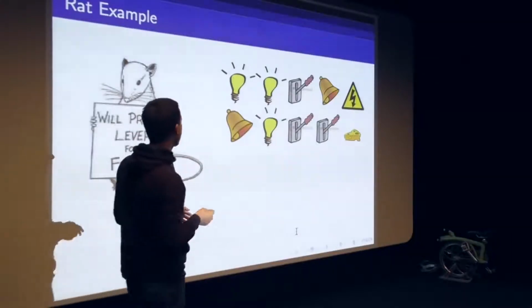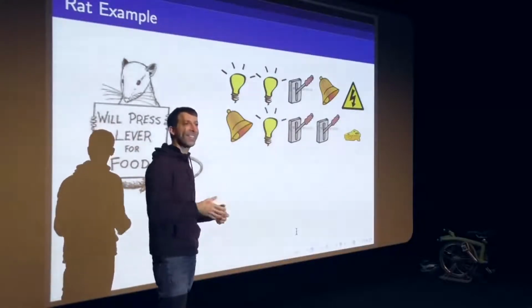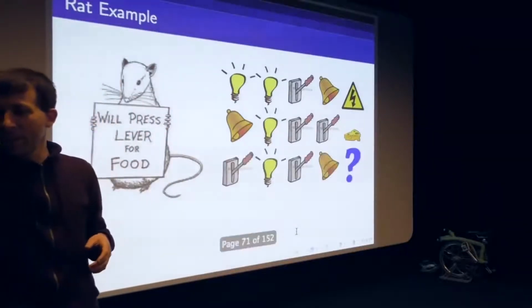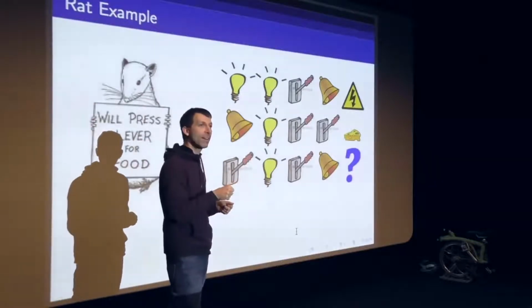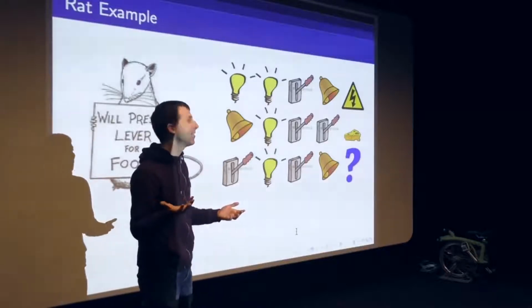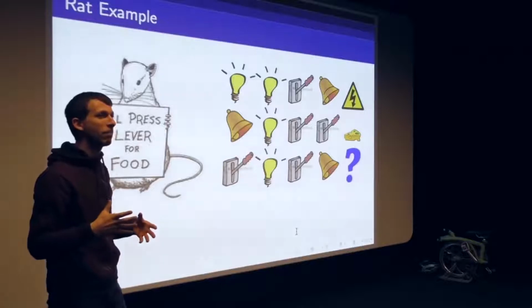Second episode, you hear a bell, see a light come on, you pull a lever again, and you get a delicious piece of cheese. Okay? Third episode, pull a lever, see a light come on, pull a lever again, hear a bell, and now you need to predict for me. Are you going to get electrocuted, or are you going to get a delicious piece of cheese?